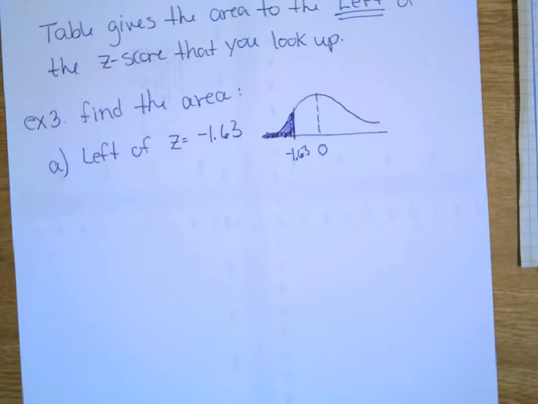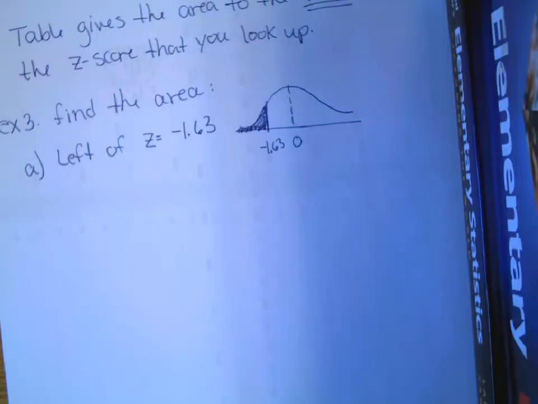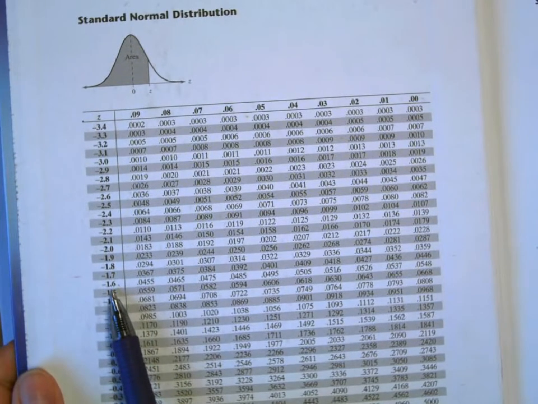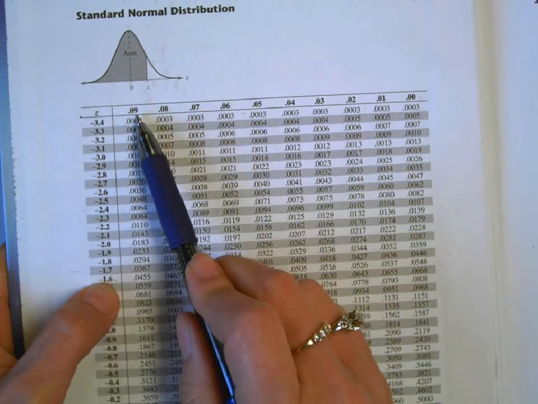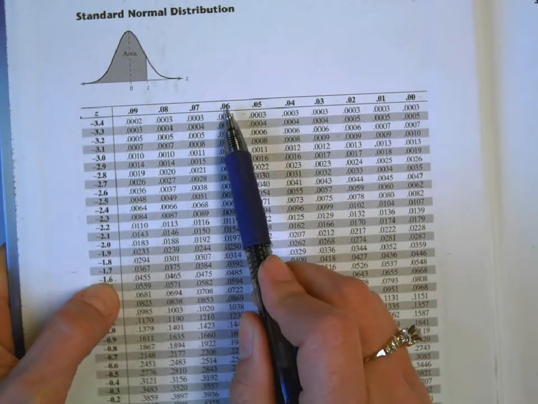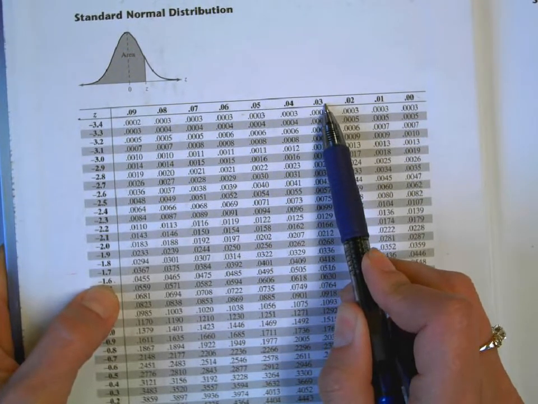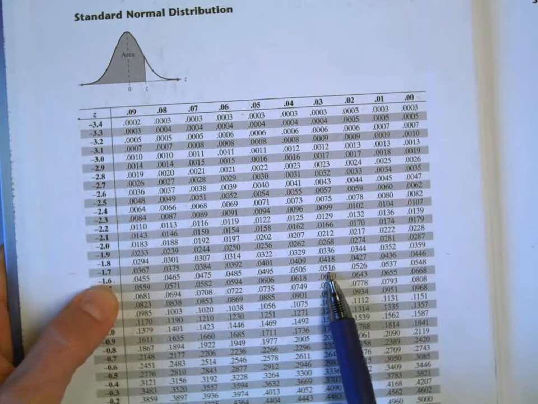Everybody ready to read their table? Okay, take your table. Your negative z-scores are on the left-hand side. I want negative 1.63, so I'm going to find negative 1.6 right here. And if you look across the top, they've got the numbers that are in the hundredths place, and I want it to be the 0.03. See how that works? 0.0516. If I go down, only a little over 5% of the graph is shaded to the left, 0.0516.